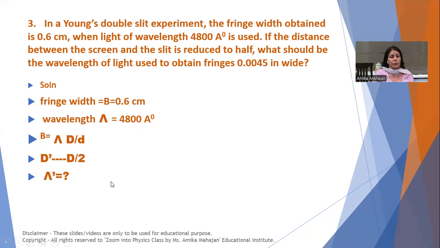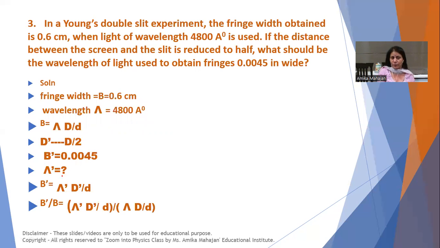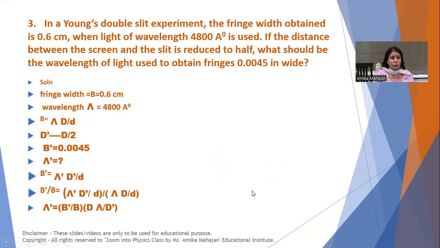D dash is reduced to half. So new lambda dash I have to calculate. Beta dash will be lambda dash capital D dash by small d. Small d will remain same in both equations because there is no change in distance between slits. When I take this ratio, this beta dash by beta comes out to be lambda dash capital D dash upon lambda capital D. Now, what I have to do? I have to calculate this lambda dash.